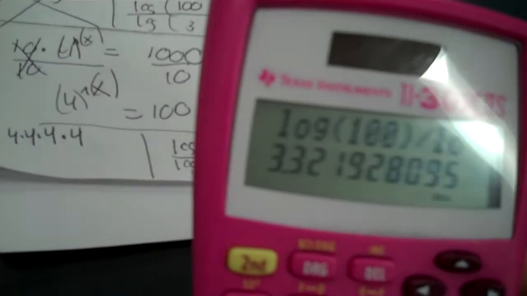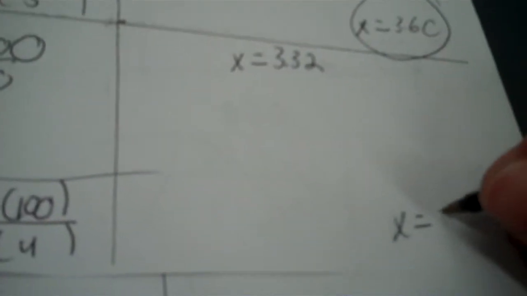So 4, 16, 64. That's over 100 right there, so we use the log divided by the log. Okay. So 4 on the bottom, 100 on the top. So we take log 100 divided by log 4, 3.32.